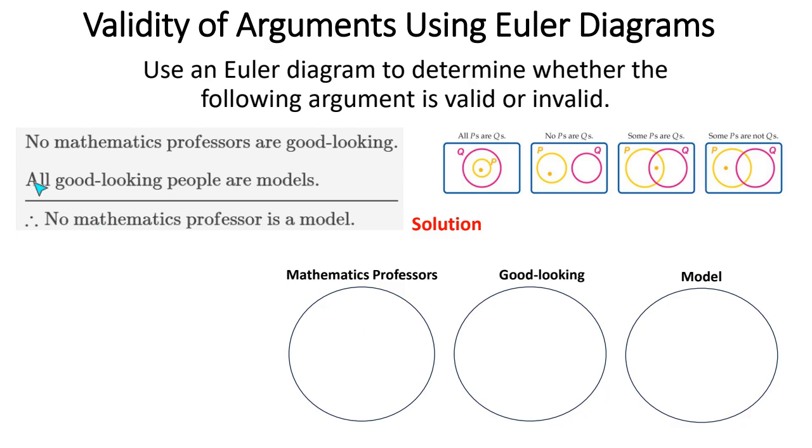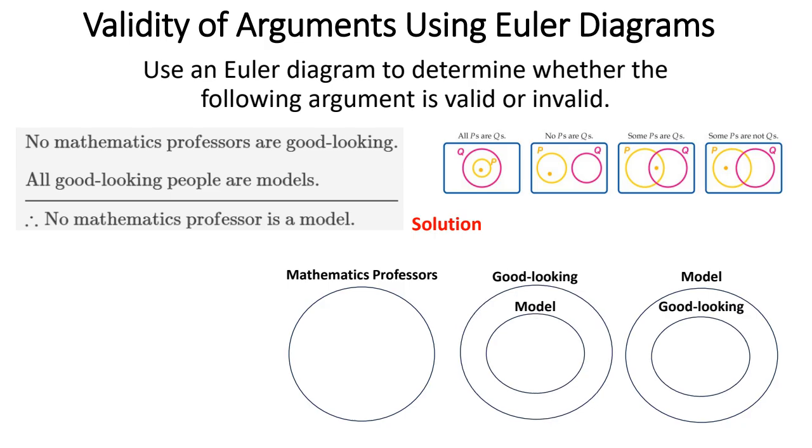And then the second premise, all good looking people are models. Since it has "all," that means we're going to be working with this first one. So we need to draw all good looking people are models. We need to decide, is good looking going to be on the inside or on the outside? Is it this way or this way? So the correct one that we're going to use is that third one. All good looking people are models.